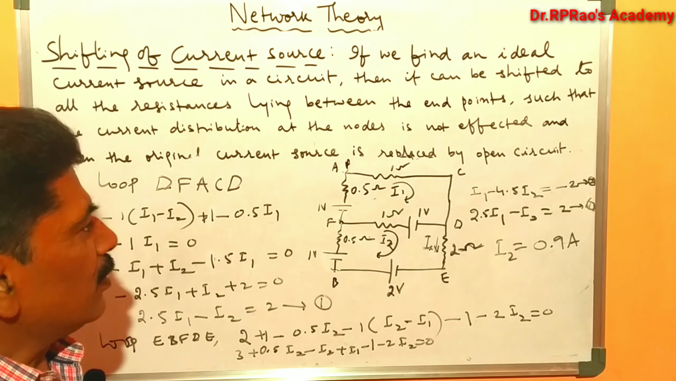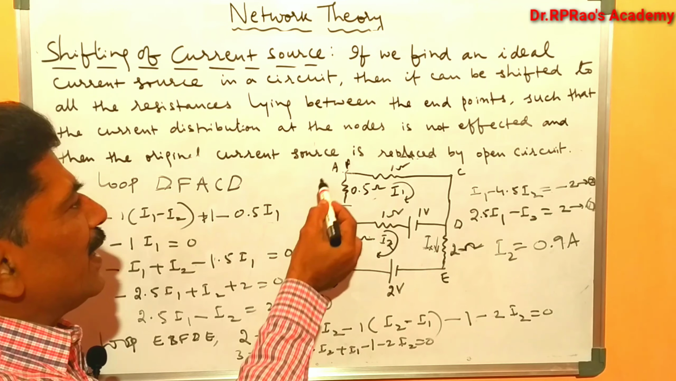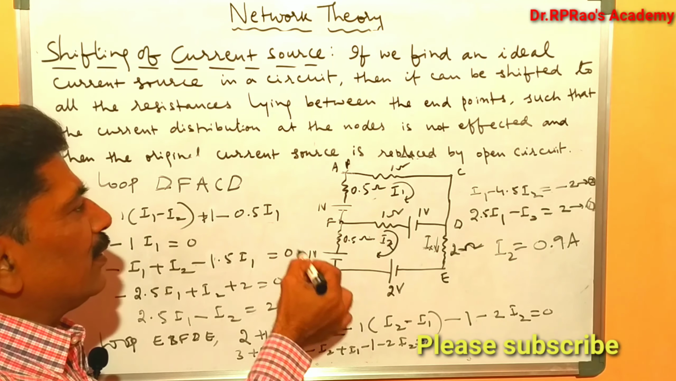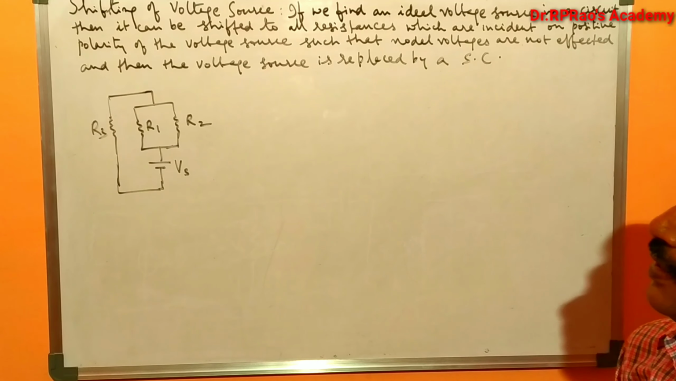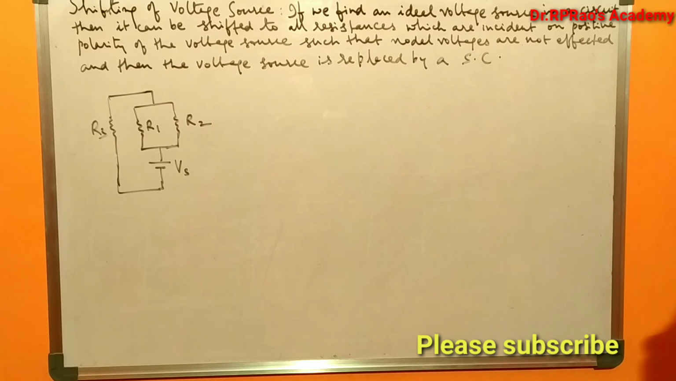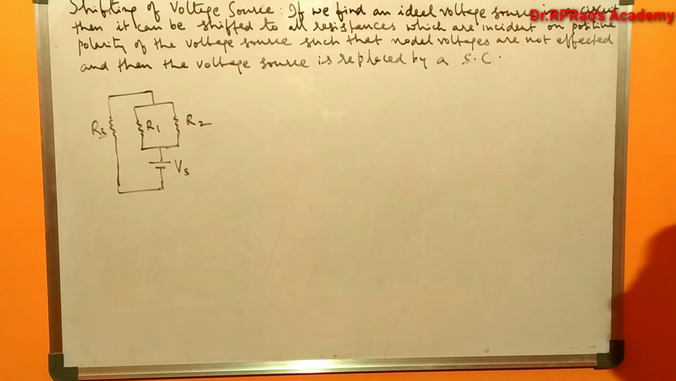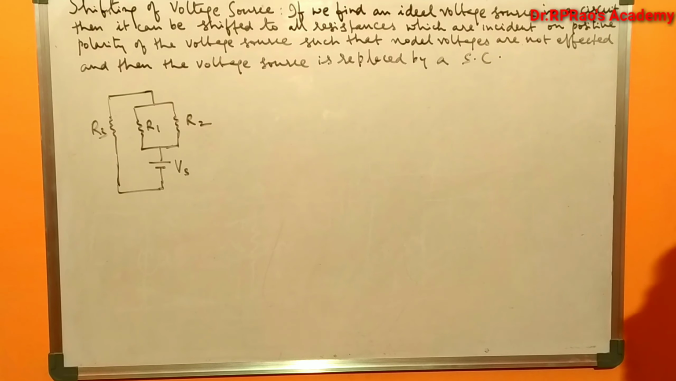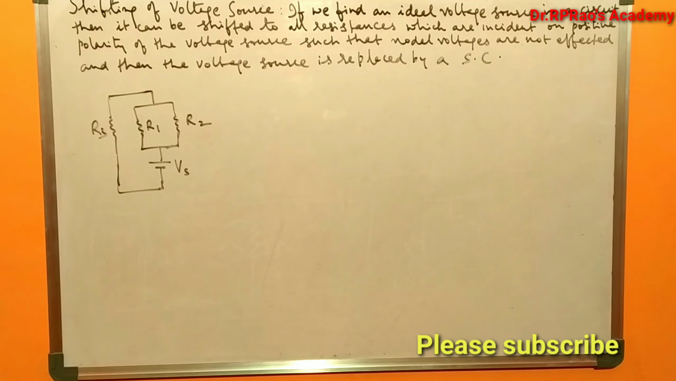Okay. One thing we must remember is, in shifting of current sources, the current source which is there between A and B should be replaced with an open circuit. Okay, here. Next, we'll discuss shifting of voltage source. If you find an ideal voltage source in a circuit, then it can be shifted to all resistances which are incident on the positive polarity of the voltage source, such that nodal voltages are not affected, and then the voltage source is replaced by a short circuit.